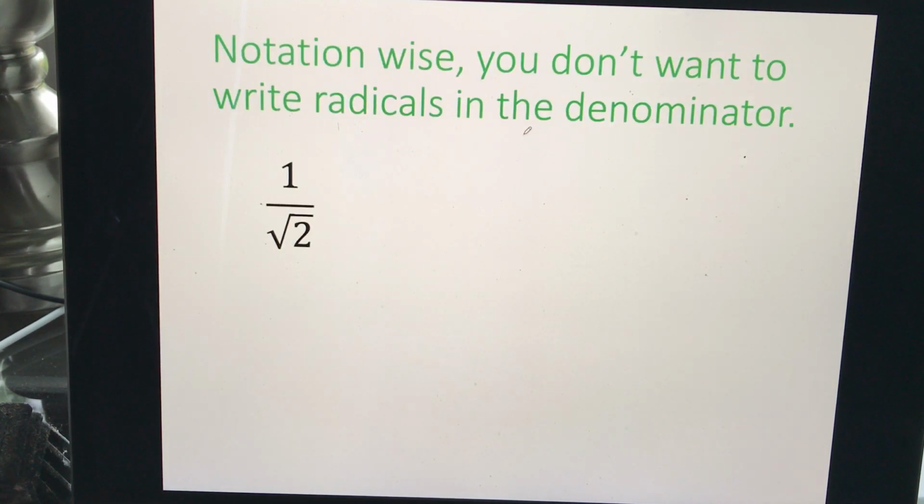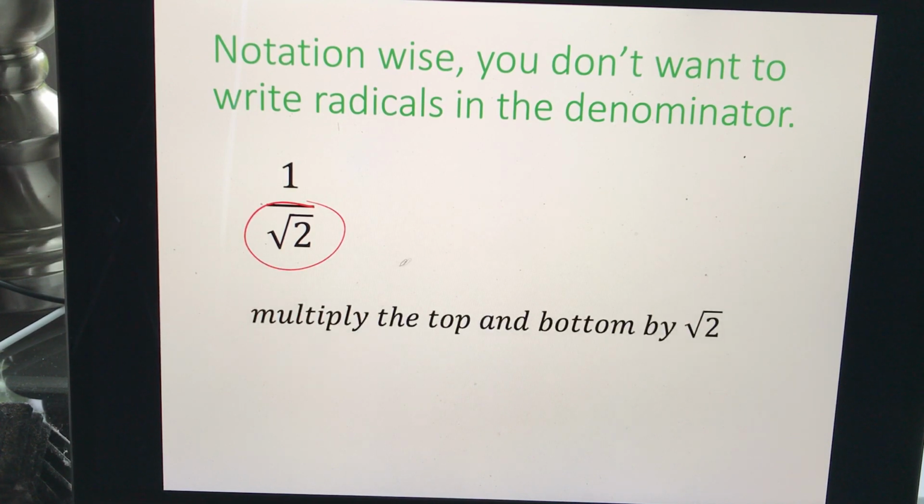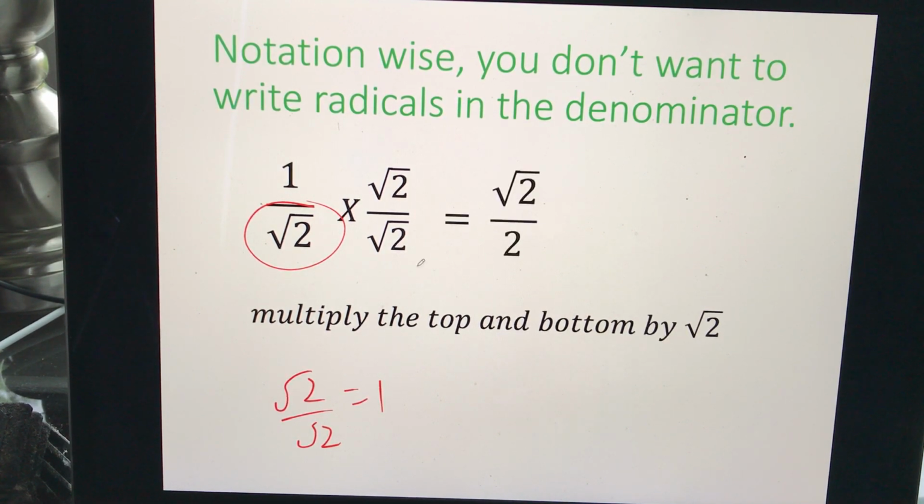Now, just notation-wise, and some textbooks are different, some textbooks don't like this radical down in the bottom. So what we do is we just multiply the top and the bottom by root 2, because we know root 2 over root 2 is 1. If I have root 2 over root 2, they divide out and it's equal to 1. So I'm just multiplying this thing by 1, which I'm allowed to do. But when I do that, I get 1 times root 2, which is root 2, and I get root 2 times root 2, which is 2. So the point is this is exactly the same as that.